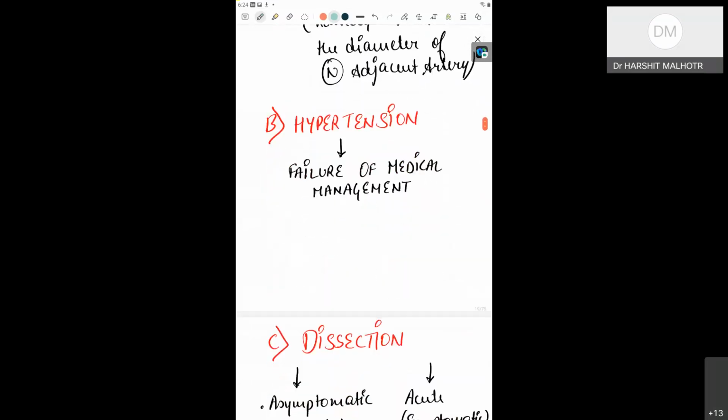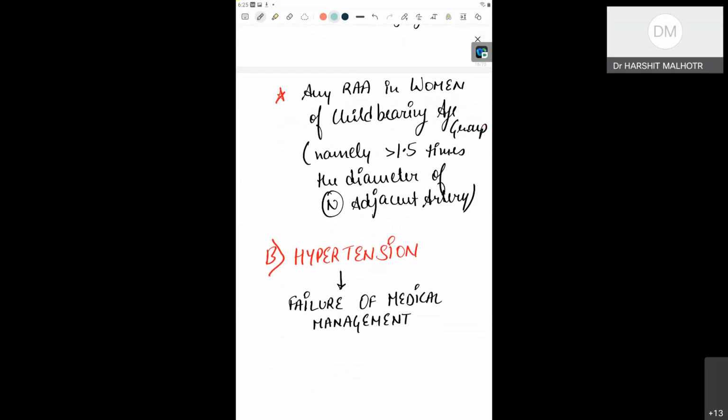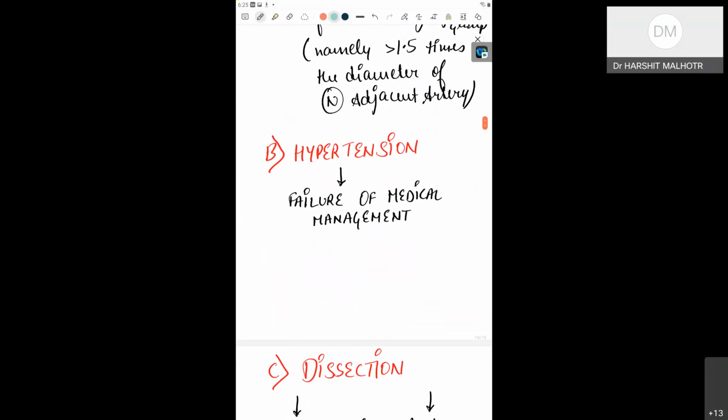Then hypertension. The only indication of intervention in a case of renovascular hypertension in the presence of a renal artery aneurysm is failure of medical management, because I told you initially that literature says that more than 80% of times it is not directly associated with it. So we should not be intervening in this case. Initially there has to be medical management, or a nephrologist should see it, and unless there is a failure of medical management, which in general means the hypertension is not being controlled even after 3 or more antihypertensives have been used, we should not intervene.